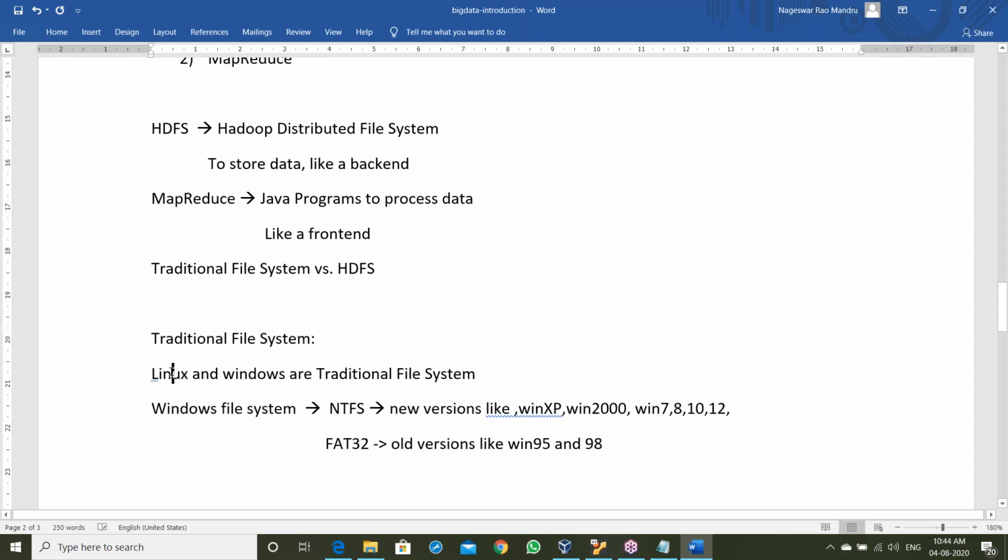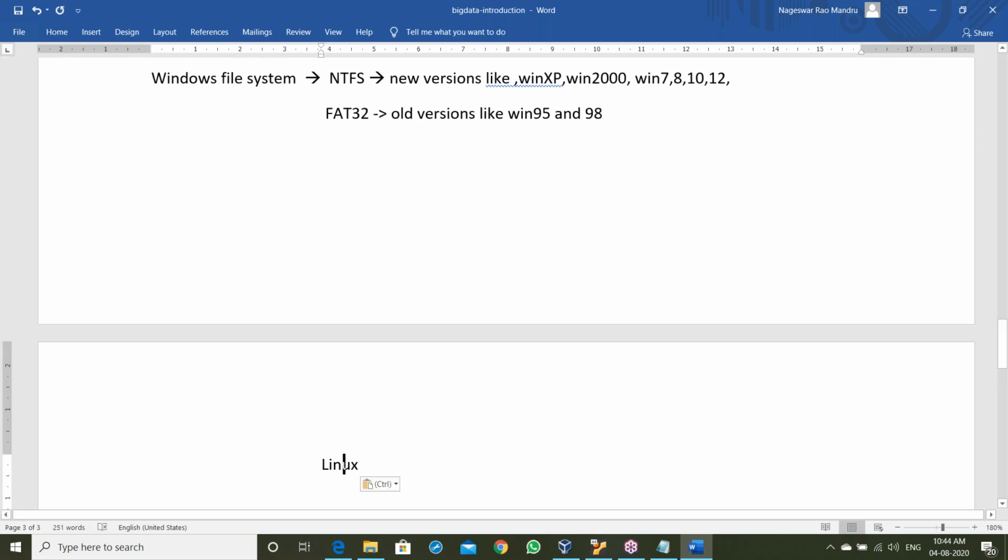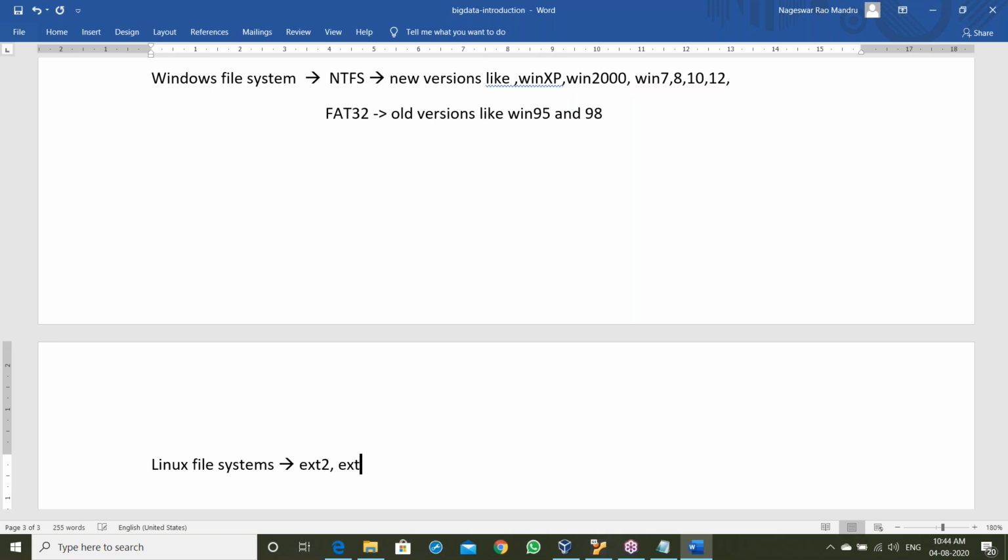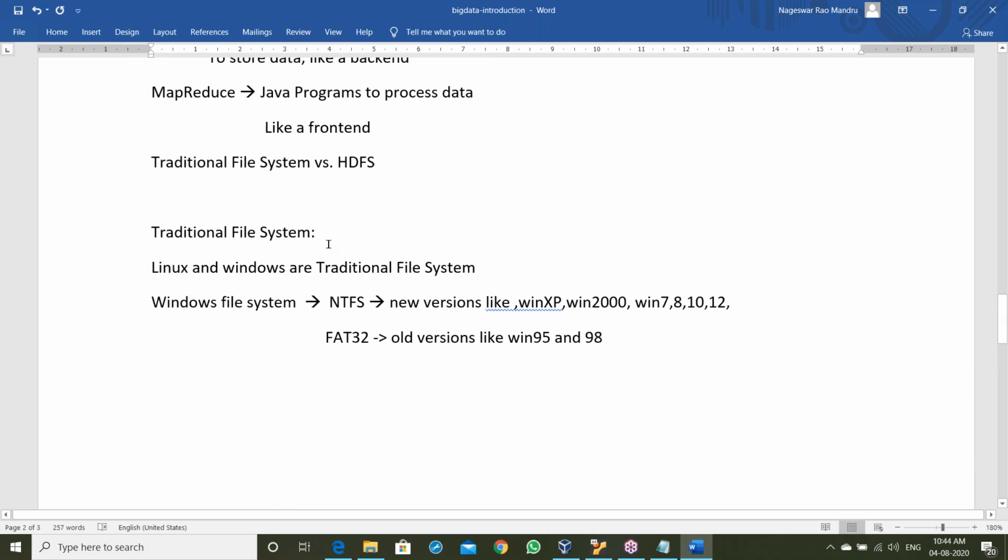Next, the Linux file system. The Linux file systems are ext2, ext3 and ext4: second extended, third extended and fourth extended. These are the traditional file systems.